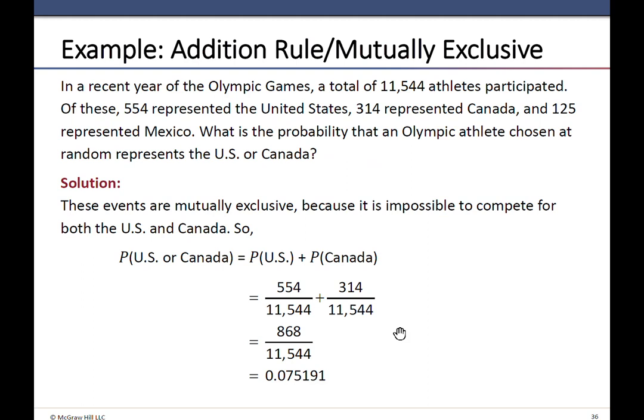So here's an example. In a recent year of the Olympic Games, a total of 11,544 athletes participated. Of these, 554 were from the U.S., 314 were from Canada, and 125 represented Mexico.